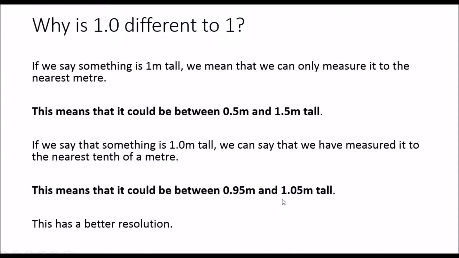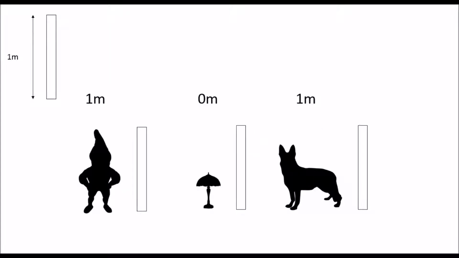So the resolution of that measuring instrument is much smaller, so it's going to be able to give you a better idea of how tall something is. So that's why significant figures are important. It's about resolution. Here's just an example.